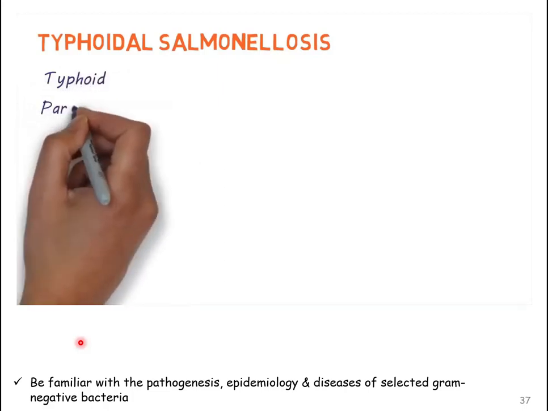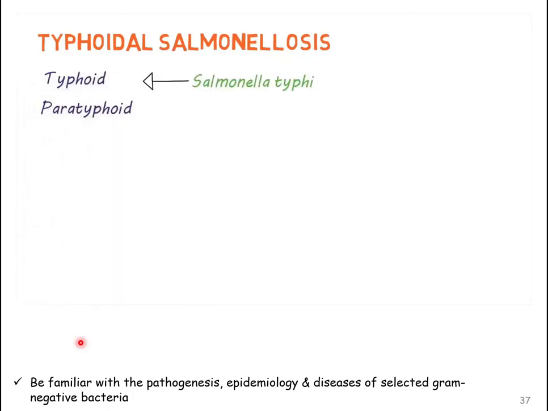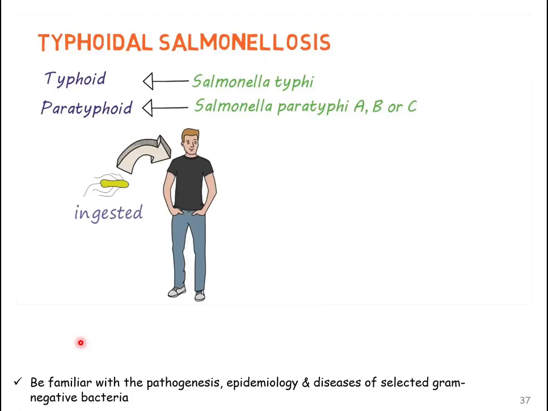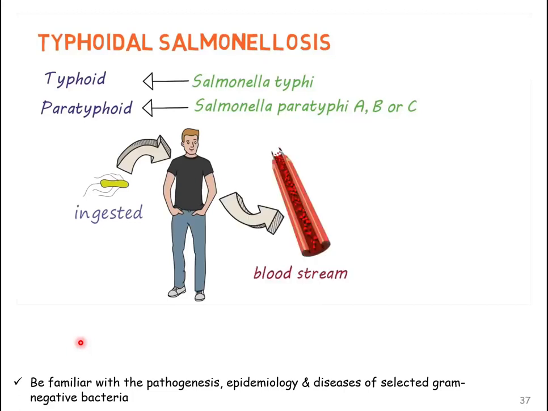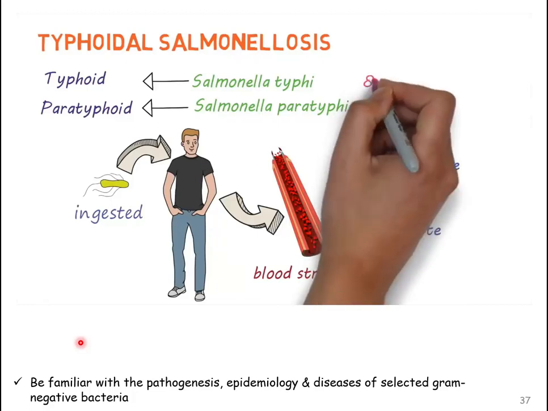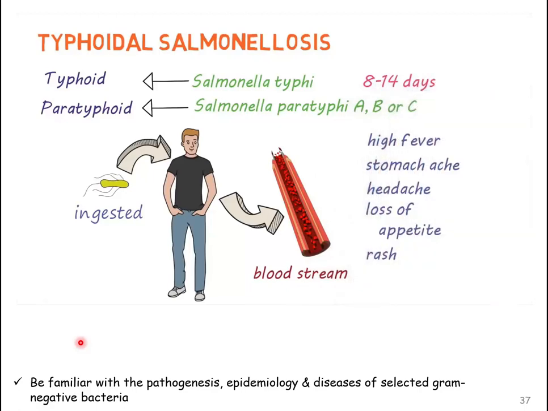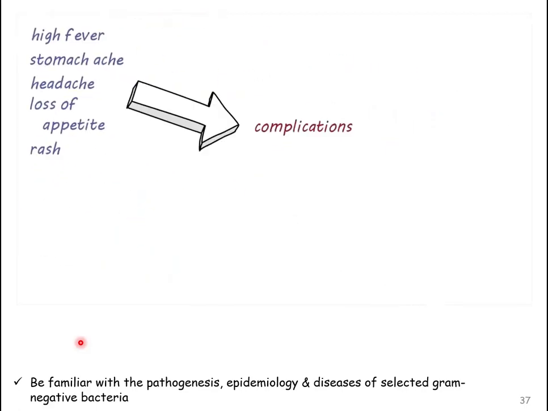Typhoid fever and paratyphoid fever is caused by either Salmonella typhi or Salmonella paratyphi A, B, or C. These two illnesses are similar. When these bacteria are ingested, they can enter the bloodstream, leading to symptoms like high fever, stomach aches, headaches, loss of appetite, or a rash. These symptoms usually occur from between 8 to 14 days after being exposed to the bacteria in typhoid fever and 1 to 10 days after being exposed for paratyphoid fever. In some cases, it could lead to serious complications like bleeding from the intestinal tract or infection of the brain.